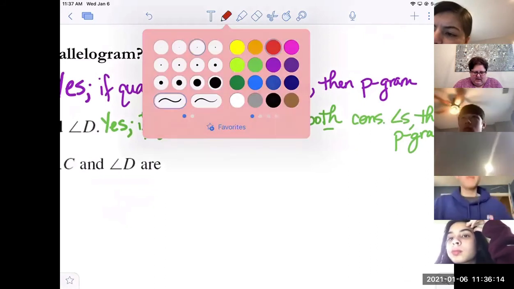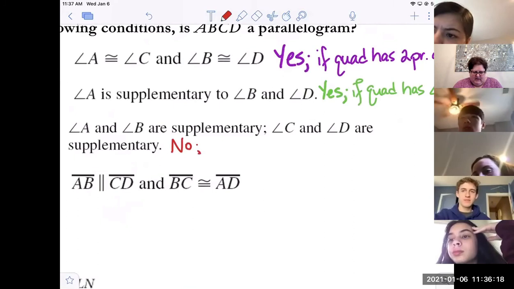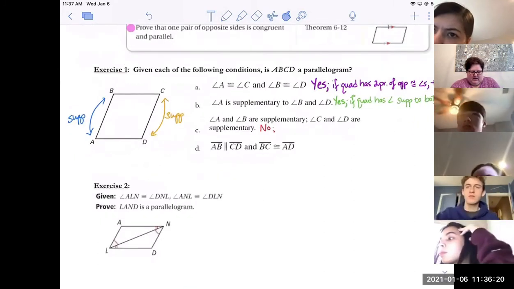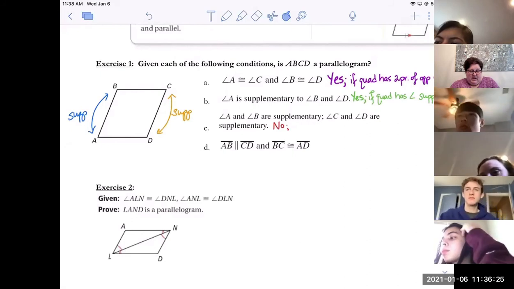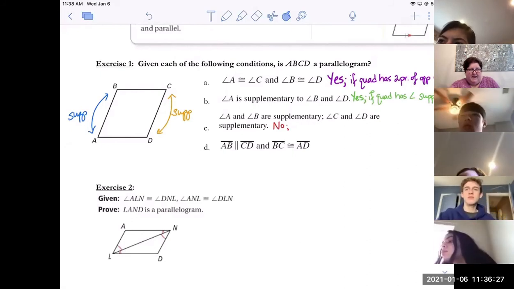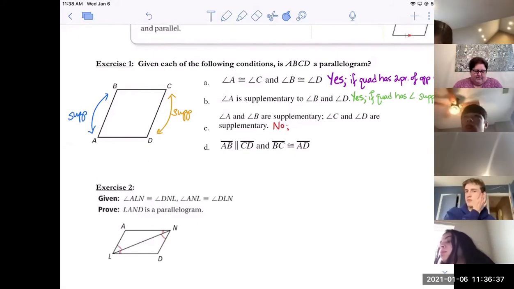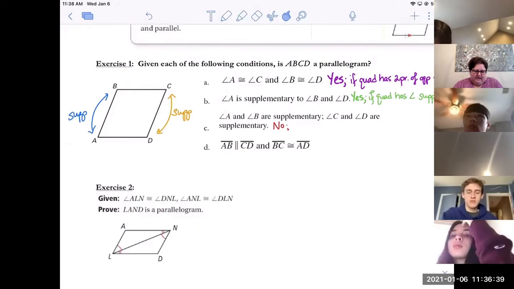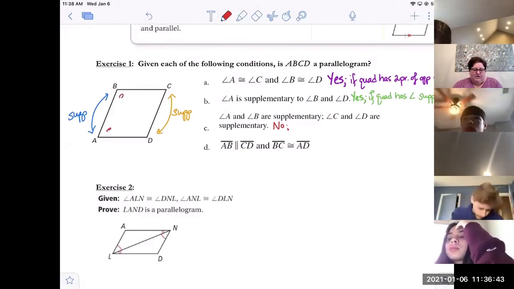Because a kite could also have two supplementary angles. I'm not actually sure if that's true. That's not true. A kite doesn't have any parallel sides. So if you have these two angles being supplementary here, that would make some lines parallel, which cannot happen in a kite.